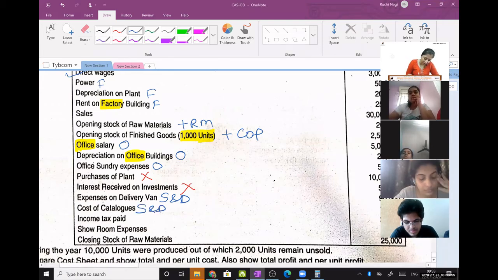Income tax paid. What to do with this? Income tax. Okay, Maitri, Ruchi, Aditi, Asmita, Sanya, Swapnil. Very good. Yeah, Tanisha, no entry. So it will not come in cost sheet. Showroom expenses, obviously selling and distribution. And closing stock of raw material less from raw material formula.